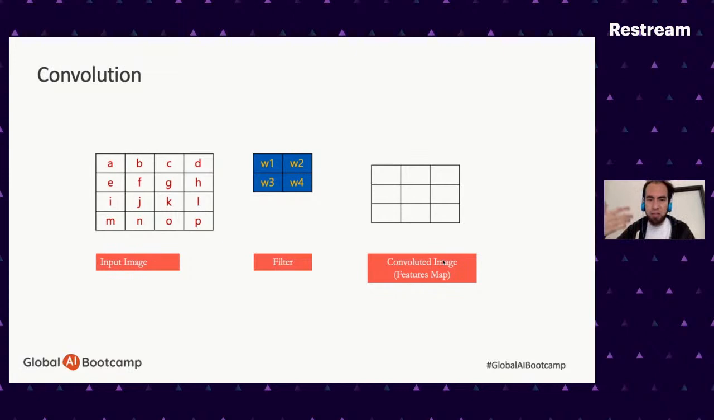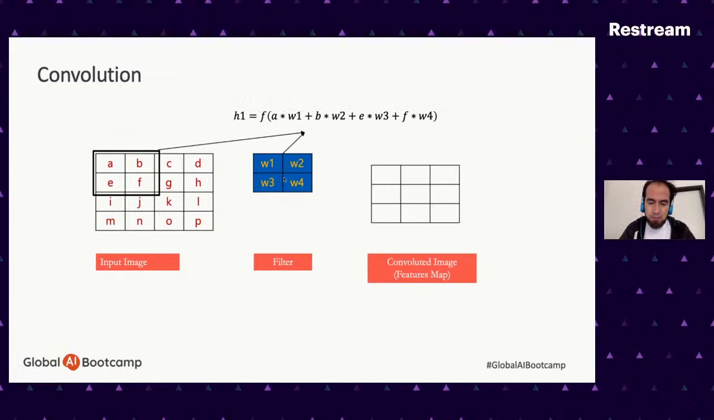Basically, we take some information from the input image and we apply a mathematical operation using the filter, such as multiplication of these two sets of information. So you can see here, we calculate a value using this information from the input image and the filter. And after this, that value is sent to the convoluted image matrix.